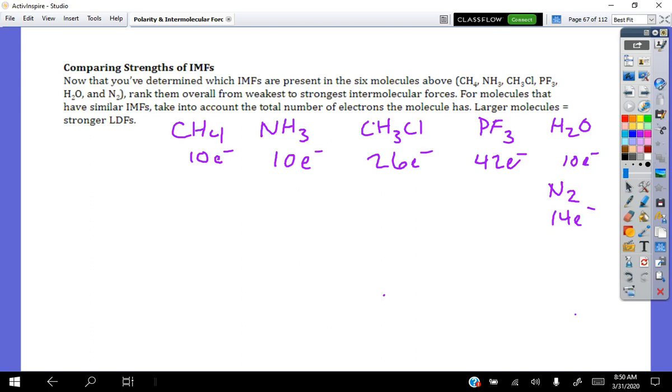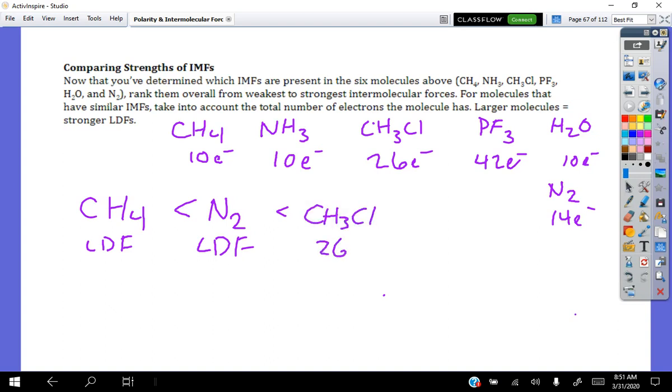So if we're ranking, the one with the fewest electrons would be the weakest. So this is LDF only. So that is the weakest because it has 10 electrons. It is weaker than N2, which is also LDF only, but N2 has more electrons. Then we can move on to our polar molecules with dipole-dipole only. If I'm comparing CH3Cl to PF3, this one has less electrons than PF3, which is 42 electrons. This one has LDF and dipole-dipole. This also has LDF and dipole-dipole.